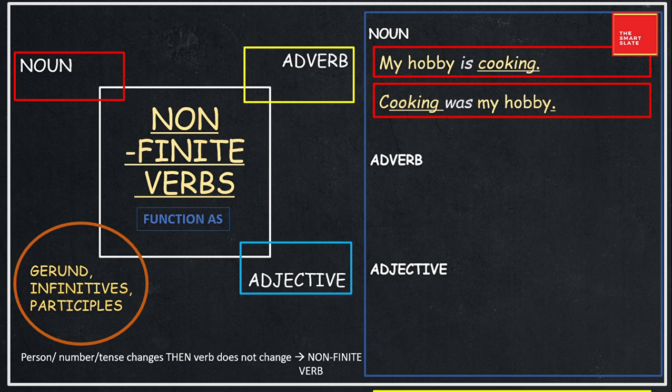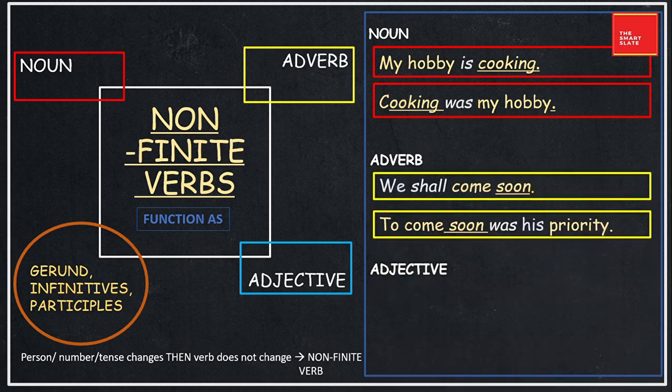In case of adverb, we shall come soon. To come soon was its priority. So here, we and shall, that is time and subject, both are changed. We has changed to his. That means here there were a number of persons, and here there's a single person. So we changed to his, and even the time got changed, like future to past. But still soon remains the same. So soon acts as an adverb, that means a non-finite verb.